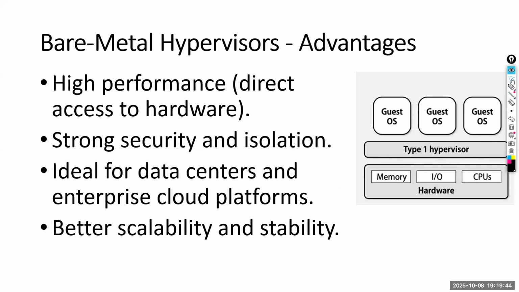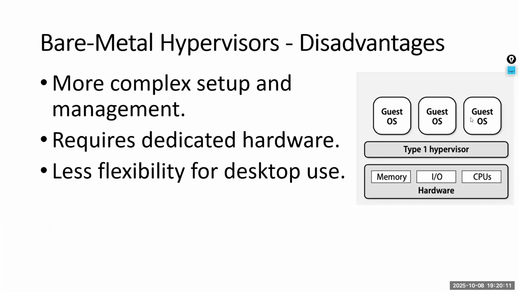So the advantages of type 1 or bare metal hypervisors: it's very high performing and has much better security and isolation, and this is ideal for data centers, cloud platforms, big scale, right? And also better scalability and stability. At the same time, there are some disadvantages. It's more complex to set up. You sometimes need special supported hardware, firmware, right? So you need some dedicated, specialized hardware. And this is not a flexible option for our day-to-day desktop virtualization. So this is for professional, commercial cloud computing.